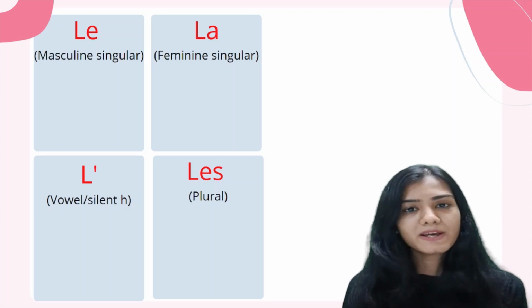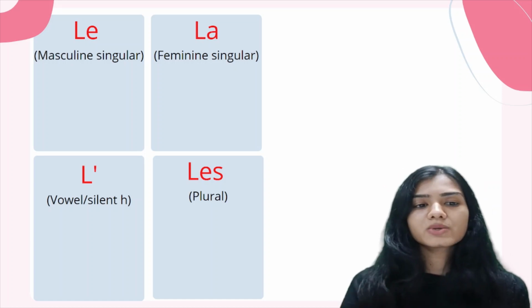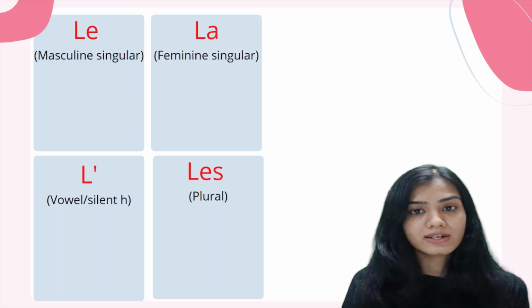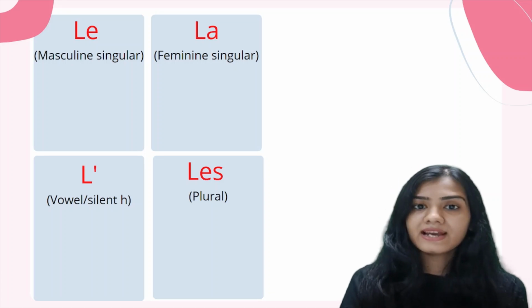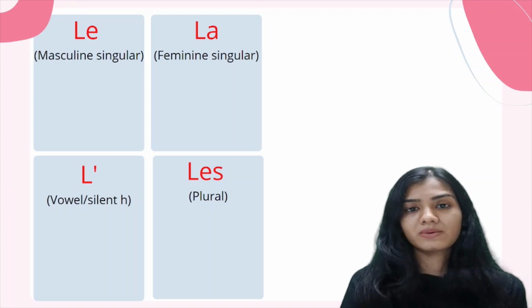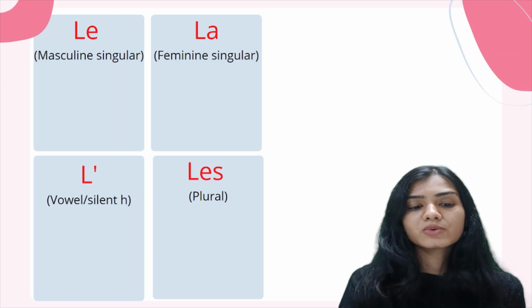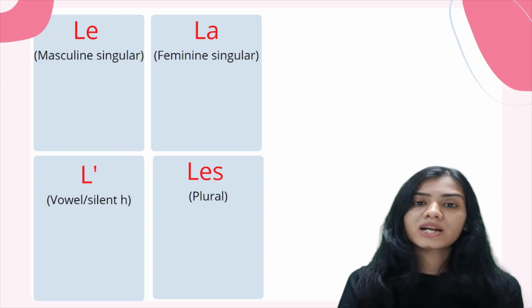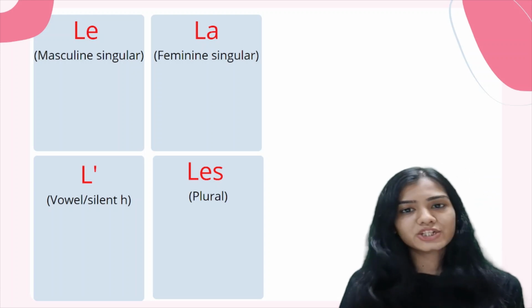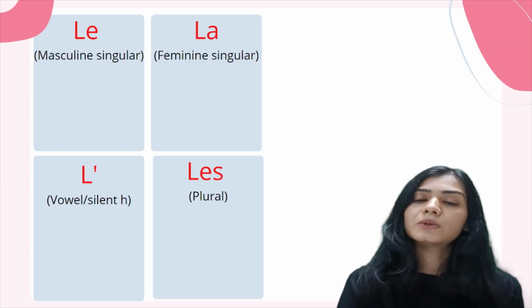The reason behind that is le is going to be used with all the masculine singular nouns. La is going to be used for all the feminine singular nouns. L' is going to be used with all the nouns which start with a vowel or a silent H. And les is going to be used for all the plural nouns.